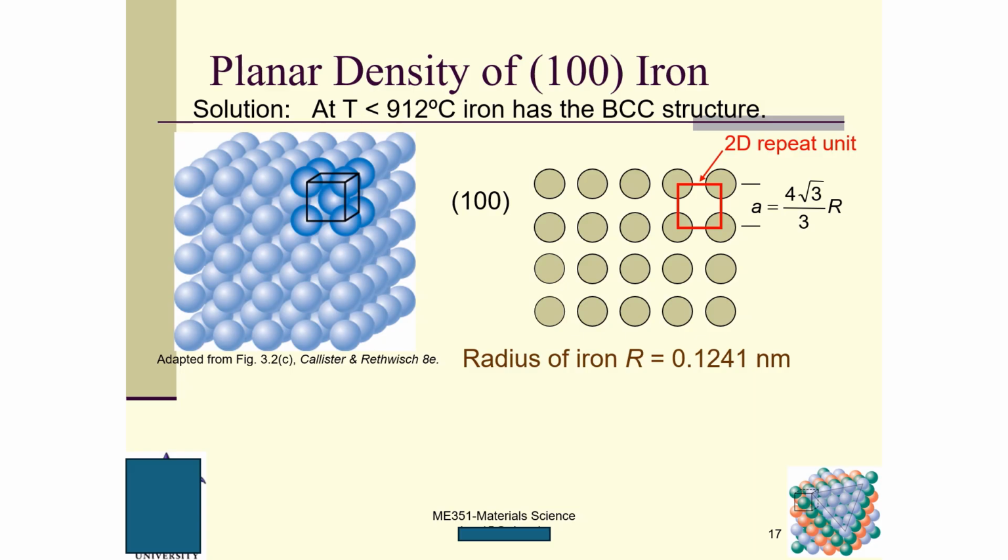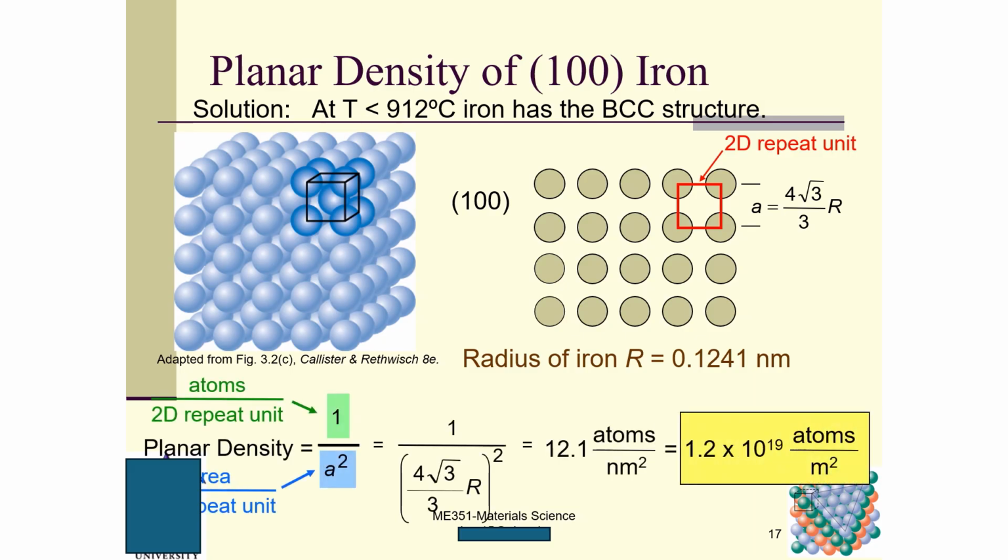And so here is a BCC. So this is a 2D repeat unit. And how to calculate this planar density? Planar density equals, on this plane repeat unit, how many atoms? These atoms we have one, right? Because this is one corner, four corners, quarters, we have this one here. And so here is a plane, a square. So this is a square here.